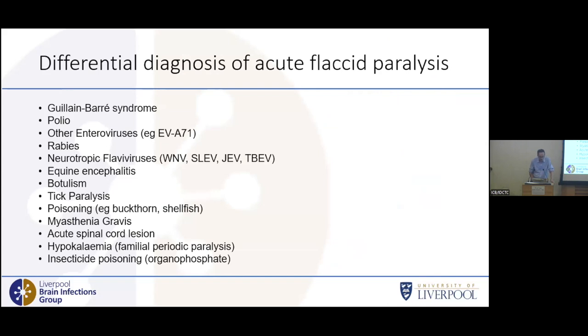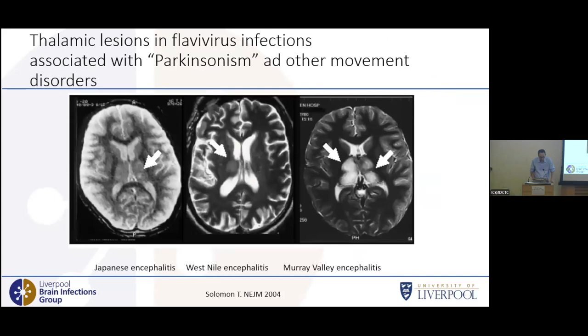This is the differential diagnosis for paralysis. I'll just show you this because, again, you may see patients with these scans, and this is a very characteristic finding for Japanese encephalitis and other related flaviviruses. So West Nile is related. The Australians have Murray Valley encephalitis, and you can see the damage in the thalamus in all the cases, very similar.